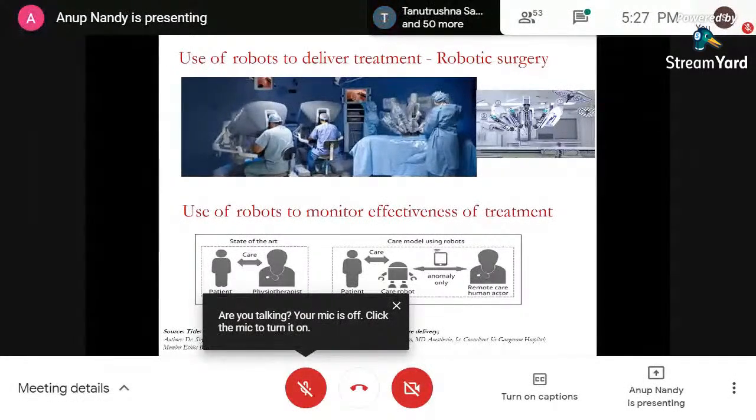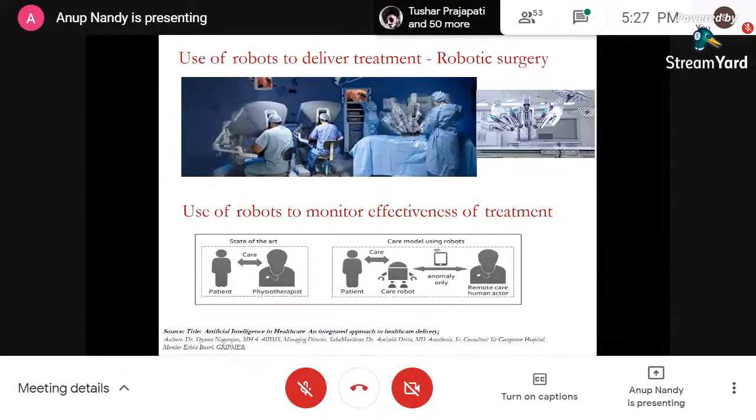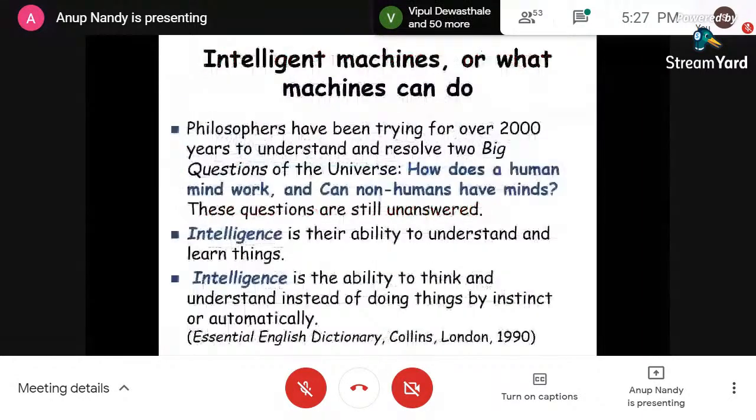Now, if you try to understand why AI techniques are important and how you can apply them, these are the two basic questions you need to understand. That is why you need to know about intelligent machines, or what machines can do. Two important questions are: how does a human mind work, and can non-humans have minds? These two questions are still unanswered.